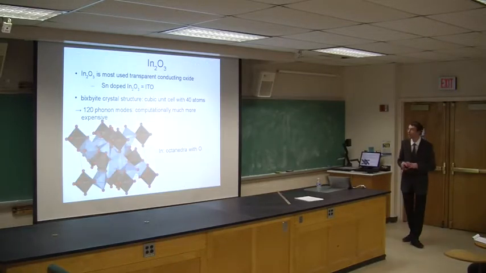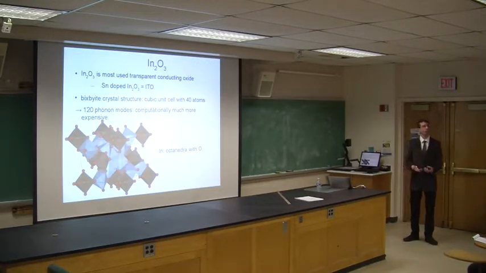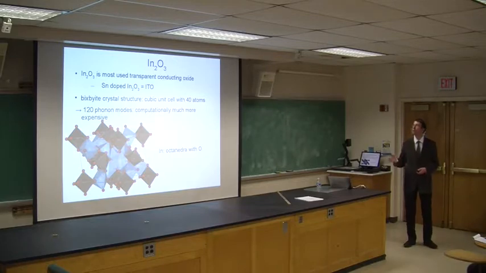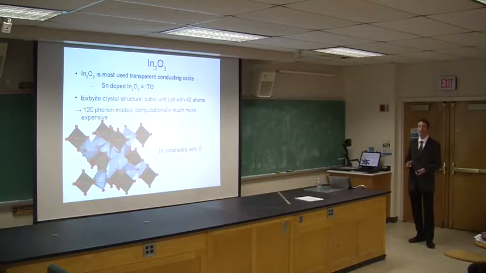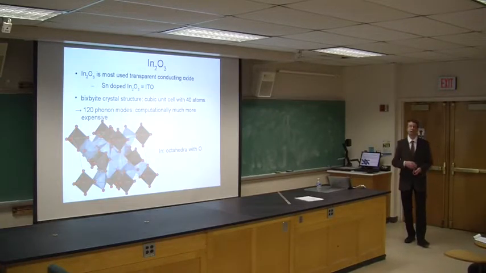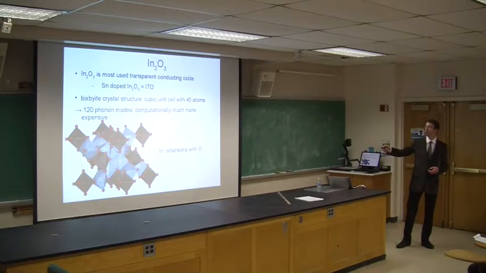All right, so let's have a look at a different material, because maybe this is all just specific to tin oxide. In order to do that, we'll have a look at indium oxide, which is probably the most widely used transparent conducting oxide. To get carriers in this material, people usually dope it with tin, and then you get indium tin oxide, or for short, ITO.